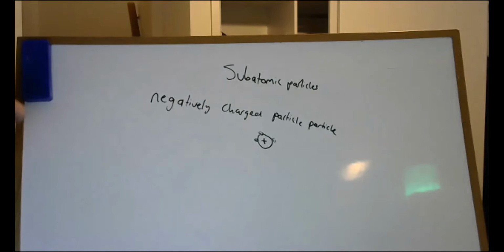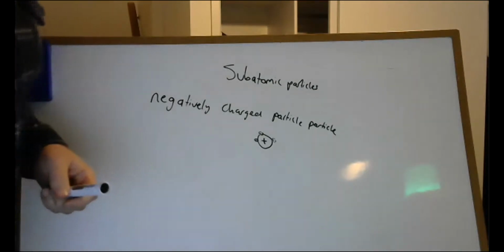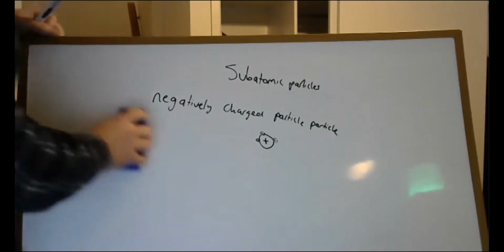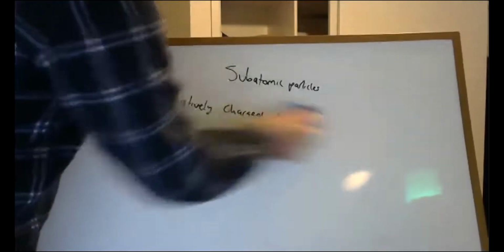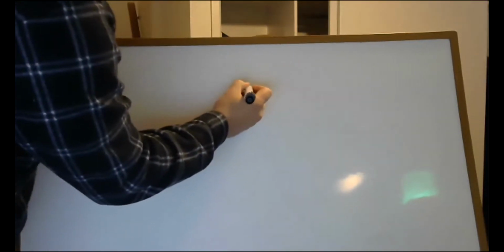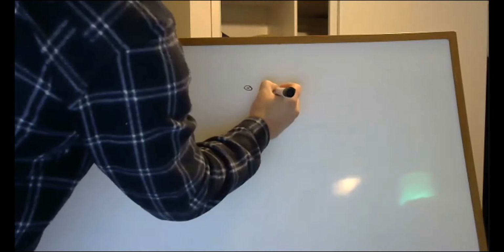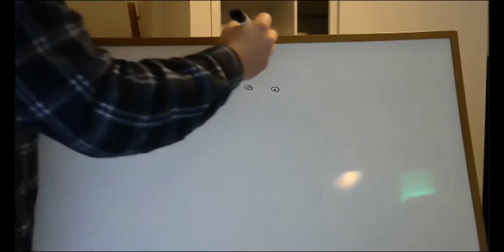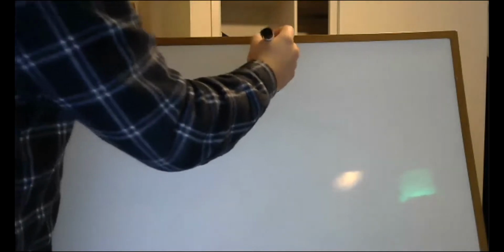So Rutherford said, hang on, there's electrons, so we know there's an electronic charge, so there must be a positive charge somewhere. So he said there's a proton.